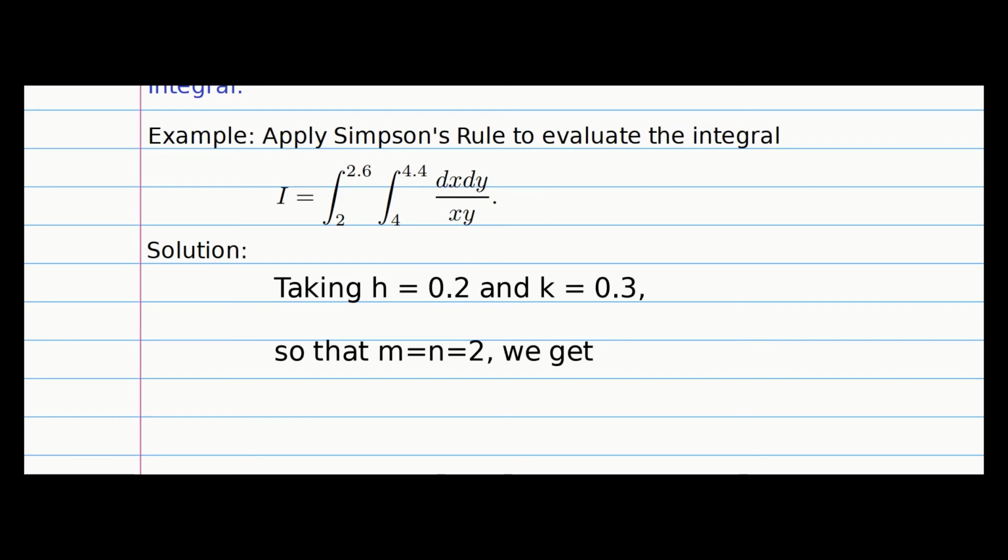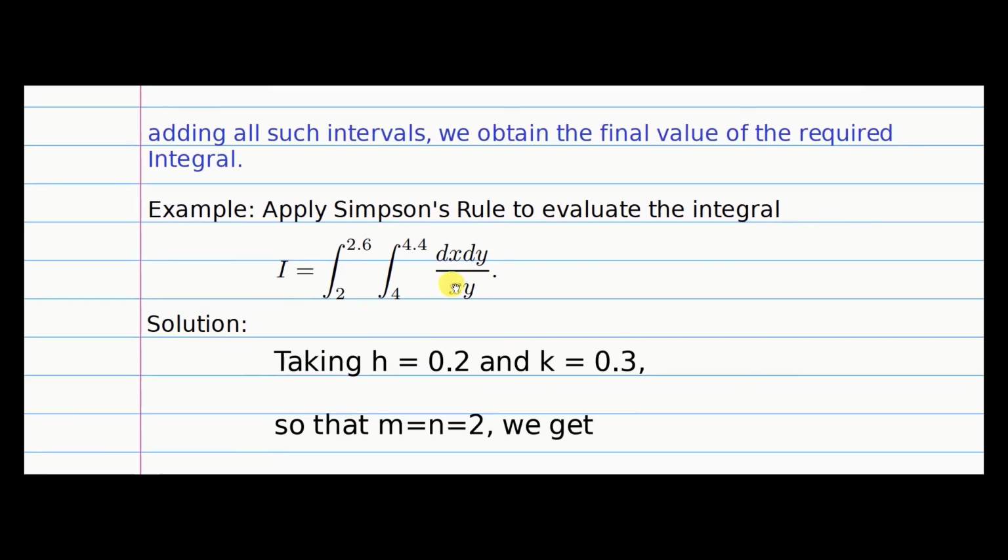Okay, let's try to understand this with one more problem. Apply Simpson's rule here to evaluate this integral from 2 to 2.6 and 4 to 4.4. Now you can see here that a, b and c, d are all different, and your function f(x,y) is 1 upon xy. So what will be the solution here? Taking h equal to 0.2 and k equal to 0.3. Now see, this is a wise decision, because if you consider h equal to 0.2, then you will have two parts here for 4 to 4.4, and for k, if you consider 0.3, then you will again have two parts.